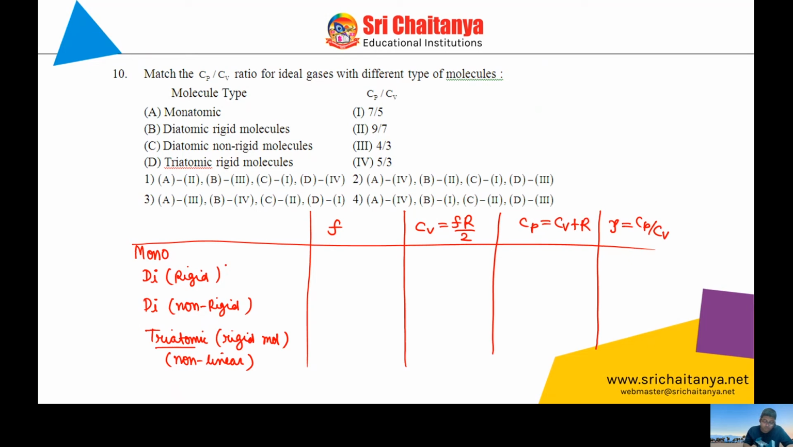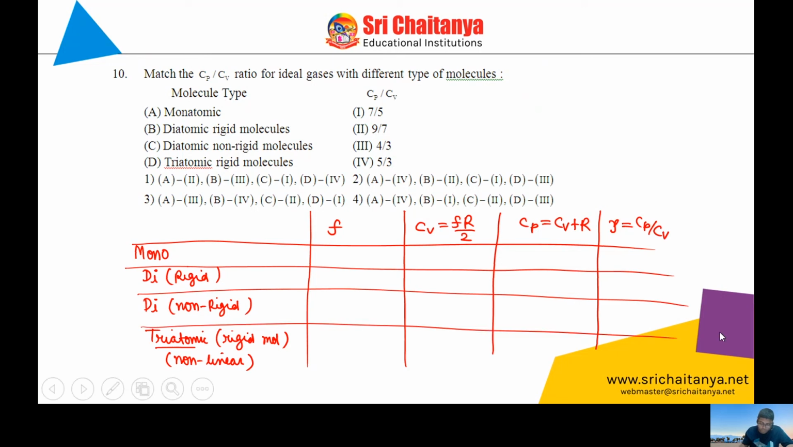Okay, so we need to figure out what would be the degree of freedom in each case over here. So a monoatomic molecule simply has 3 translational degrees of freedom. A diatomic rigid molecule will be having 3 translational plus 2 rotational degrees of freedom. A diatomic non-rigid molecule will be having 3 translational and 2 rotational and 1 vibrational degree of freedom. And a triatomic rigid molecule will be having 3 translational and 3 rotational degrees of freedom. Since it is rigid, it will not be having any vibrational degree of freedom.